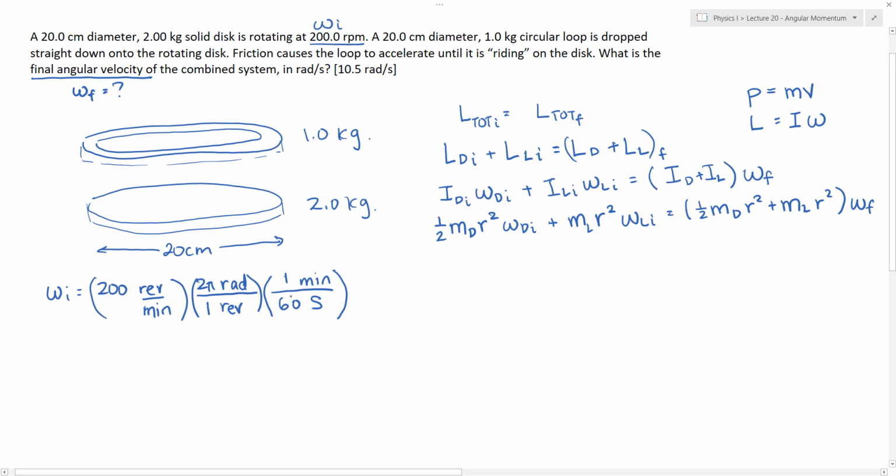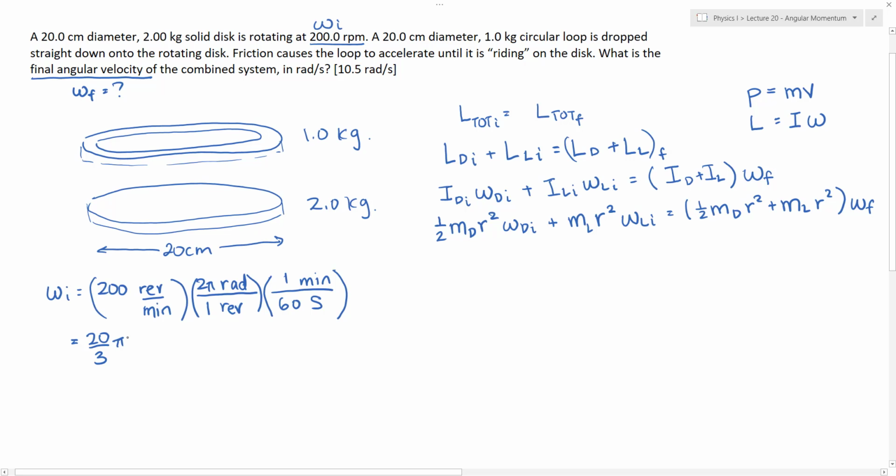So I can type all of this up on my calculator. And I get, I'm just going to leave it with a pi in it, 20 over 3 pi, so that it's more accurate. Now I have my omega initial in the correct units.